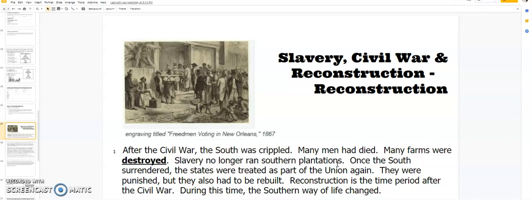After the Civil War, the South was crippled. Many men had died. Many farms were destroyed. Slavery no longer ran Southern plantations. Once the South surrendered, the states were treated as part of the Union again. They were punished, but they also had to be rebuilt. Reconstruction is the time period after the Civil War. During this time, the Southern way of life changed.